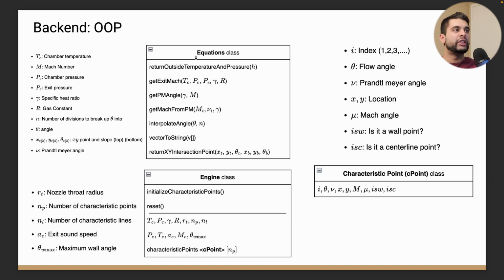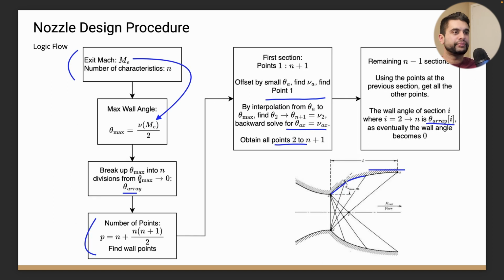The first one is equations. Return outside temperature and pressure. Get the exit Mach number. Get the PM angle. Get the Mach from the PM. So backward solve nu from M. Interpolate the angle. N is the number of lines. Vector to string, and then return XY point. This one we'll use all the time to get the XY points. So to get all these points here.